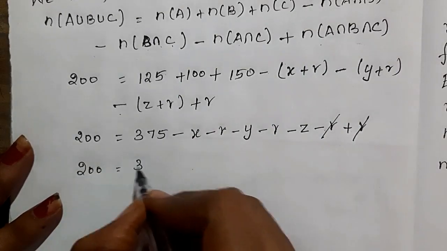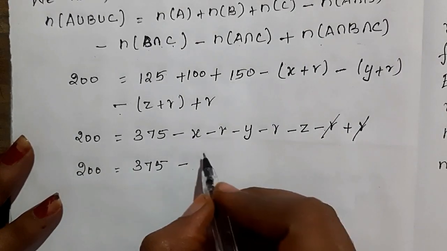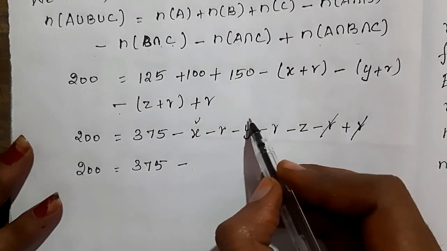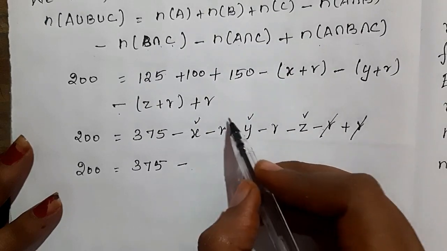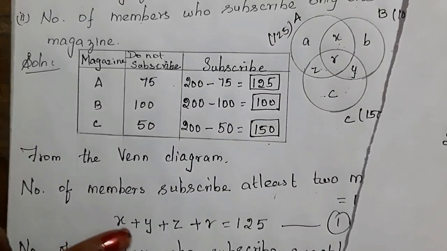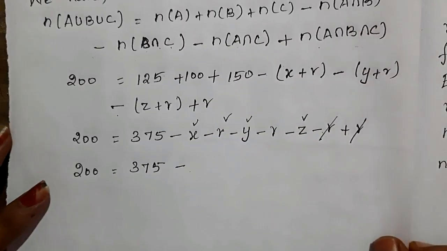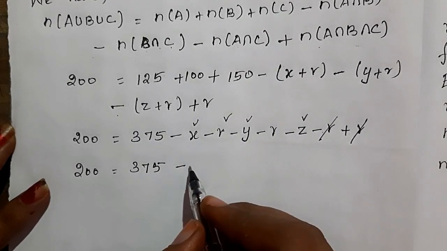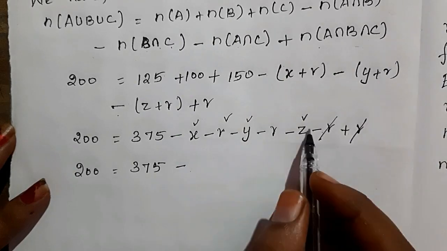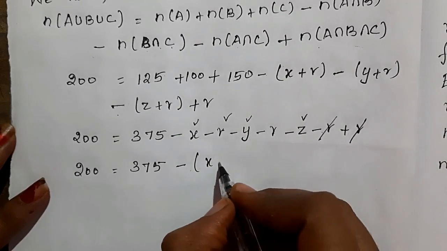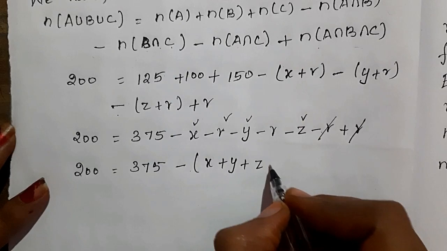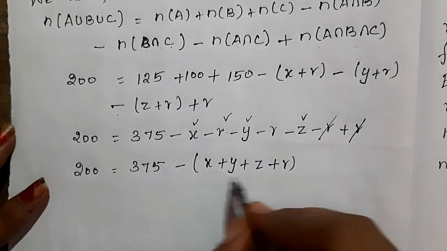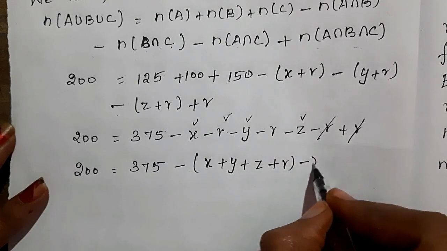200 equal to 375 minus, I am taking the negative sign outside. We need the values x, y, z, r. So I am separating only these four values, taking the minus common only from these four values. So x plus y plus z plus r. I take all four values, then the remaining value is minus r.